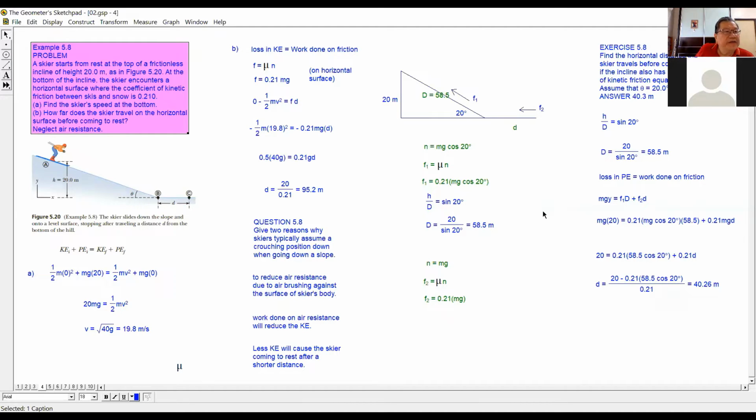A skier starts from rest at the top of a frictionless incline of height 20 meters, as in the figure. At the bottom of the incline, the skier encounters a horizontal surface where the coefficient of kinetic friction between skis and snow is 0.210. Find the skier's speed at the bottom. How far does the skier travel on the horizontal surface before coming to rest? Neglect air resistance.